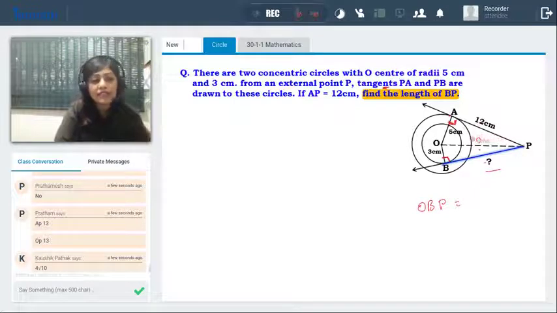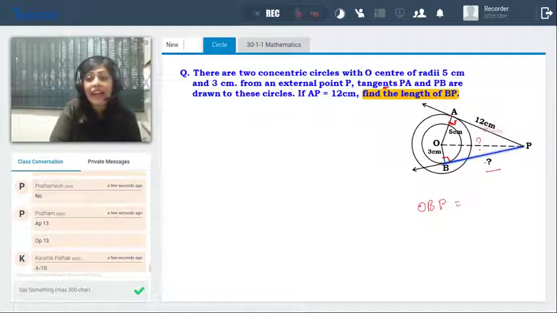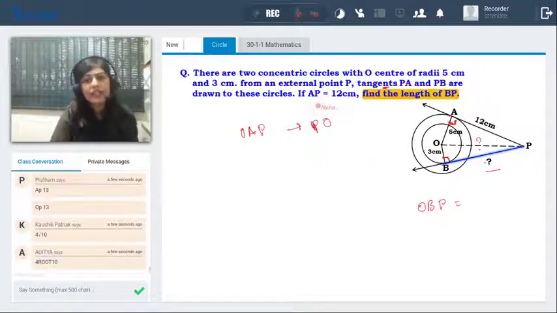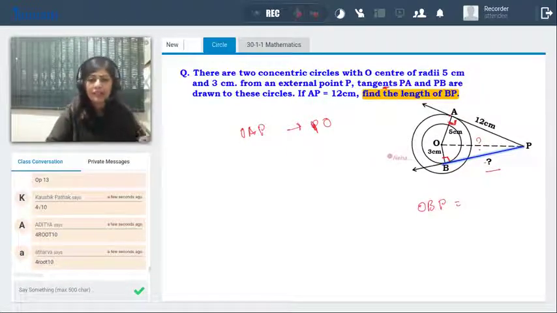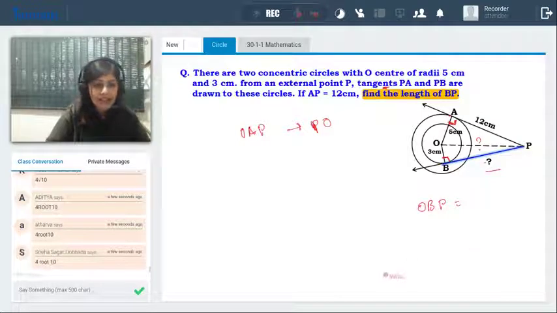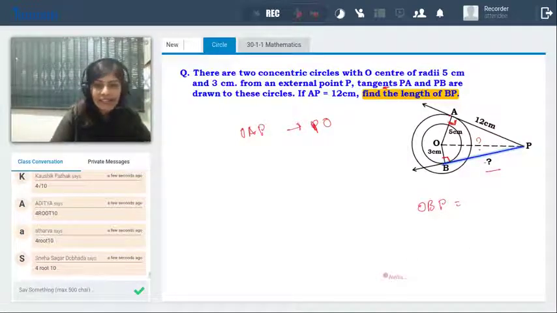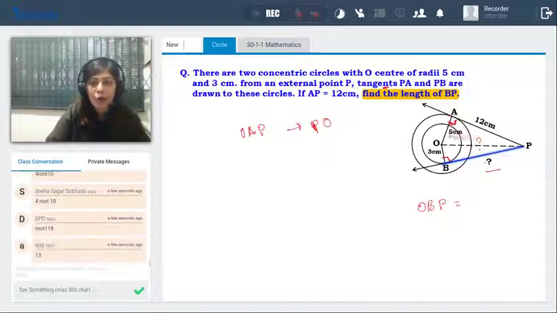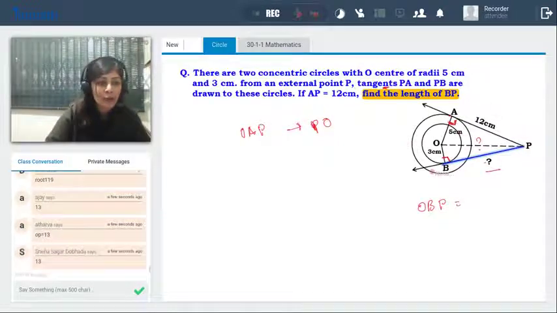Can we find PO first? Yes, definitely we can find PO from triangle OAP. From triangle OAP, we are first going to find OP. Now, students, we can apply the Pythagoras theorem. Yes, students, first I want the answer for OP. Everyone, I can see people writing answers for BP. First, I want to know what OP is. Come on, quickly apply the Pythagoras theorem. OP square is AP square plus OA square.